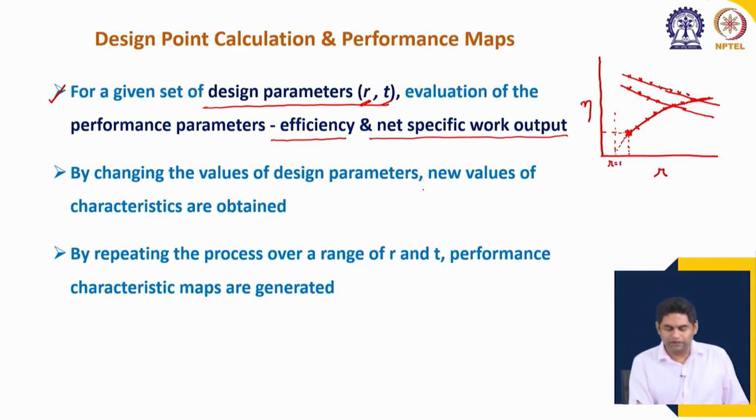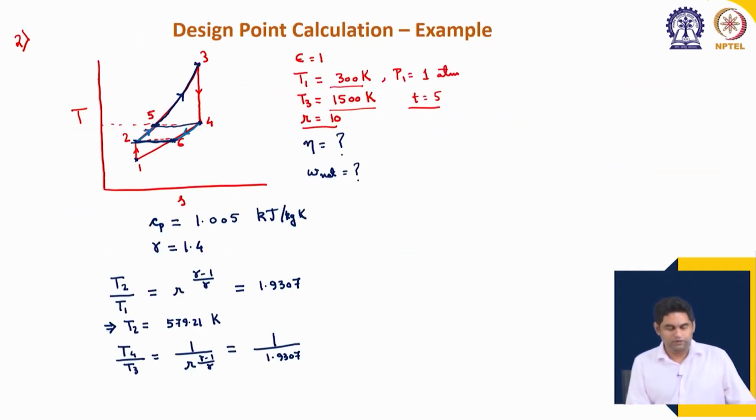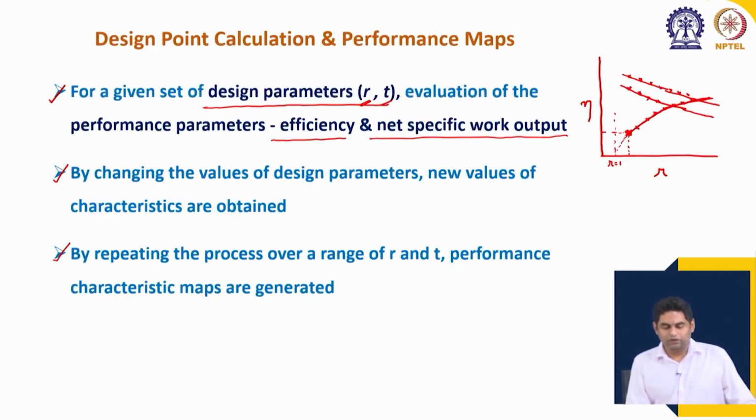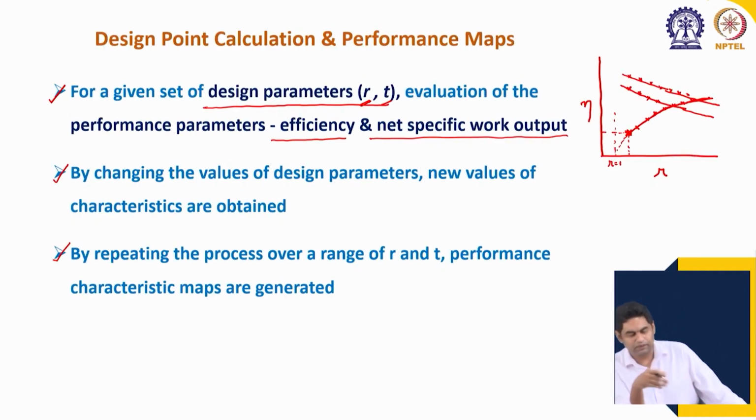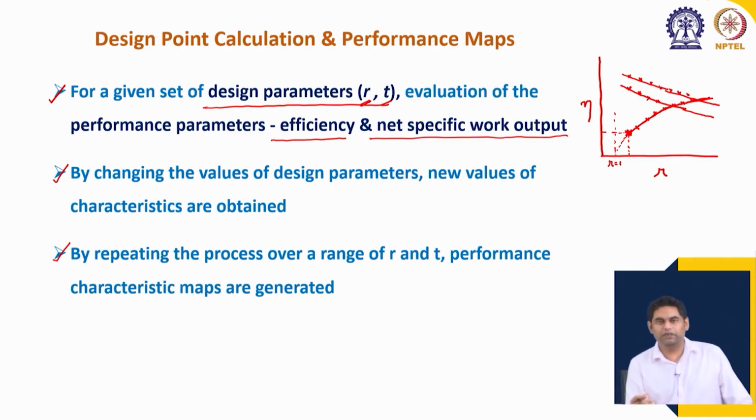So, by changing the values of design parameters, new values of the characteristic parameters efficiency and W net are obtained, and by repeating the process over a range of R and T, we get the performance characteristic maps generated. This can be implemented as a computer program, and then this entire process can be repeated by using loops, and you can directly generate the performance map.